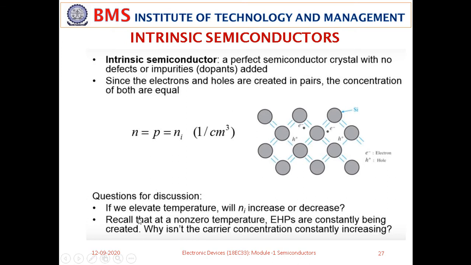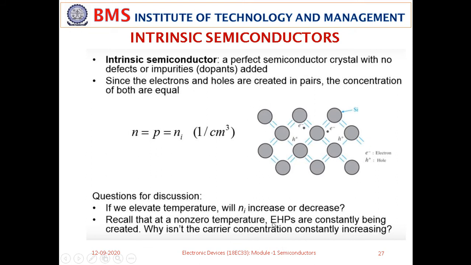But recall the second question here. When the temperature is increased, electron hole pairs are constantly being created. Why is carrier concentration not constantly increasing? Reason is, as we told already, recombination process is there. For every carrier generated, there is again a recombination process. Due to that, the carrier concentration doesn't increase, it maintains a constant. Okay, understood the second question here? The answer is, carrier concentration will not increase because of increase in the temperature.